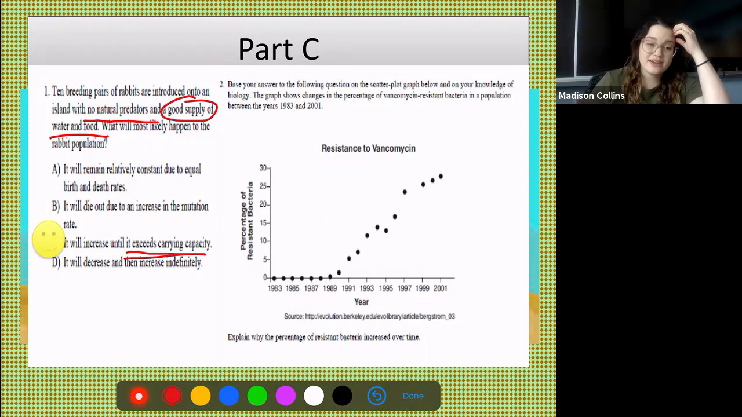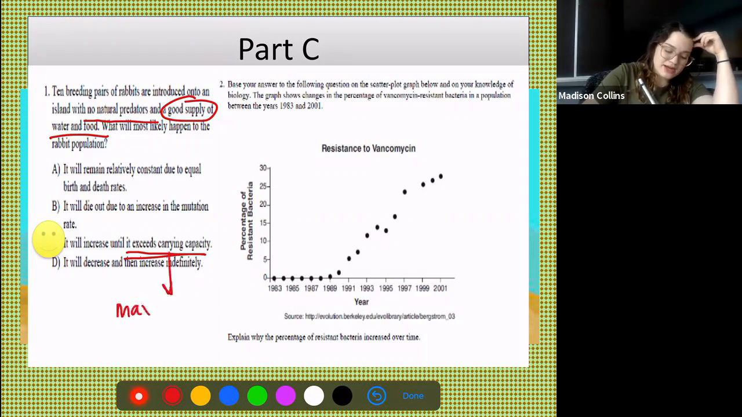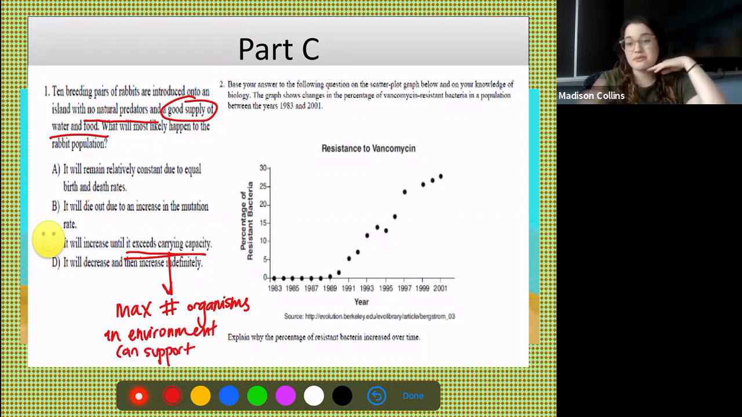If you came to Saturday Academy, this probably looks pretty familiar. The carrying capacity is basically the max number of organisms an environment can support. Right, so those rabbits are going to increase until they run out of food and water, and the environment no longer has the capacity to support them.